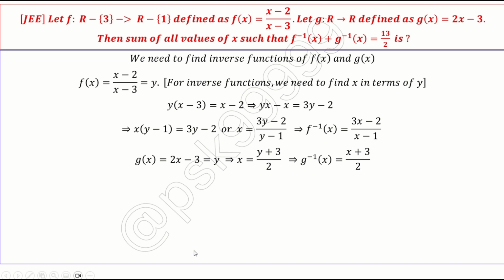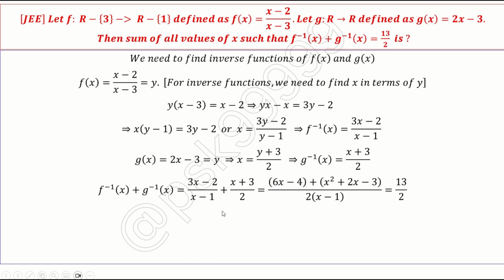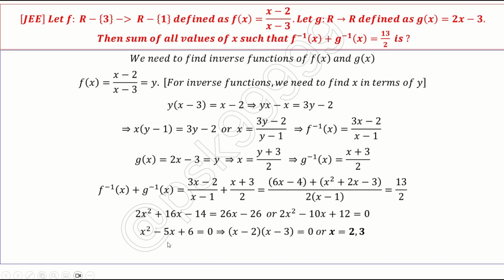Now it is given that f inverse of x plus g inverse of x is equal to 13 by 2. So I take the LCM and simplify it. You will get a quadratic equation 2x square minus 10x plus 12 equals 0, or simplified, x square minus 5x plus 6 equals 0, which means x has two roots, 2 and 3. These are all the possible values of x. Correct? So the sum of these values is 2 plus 3, which is 5.